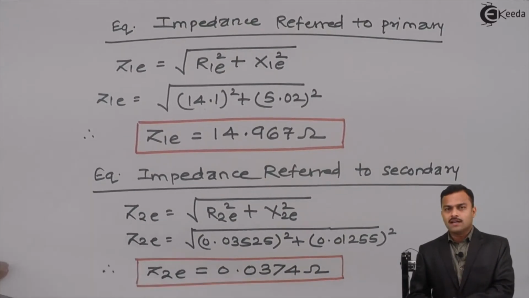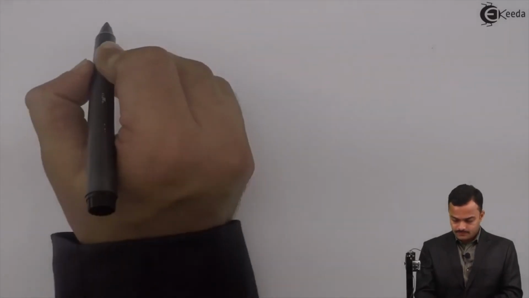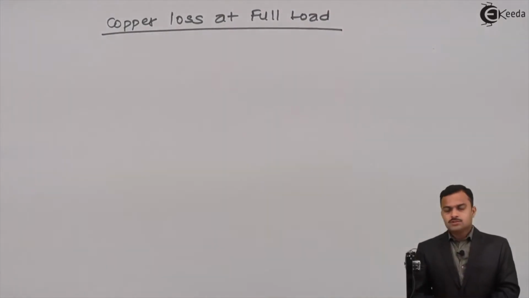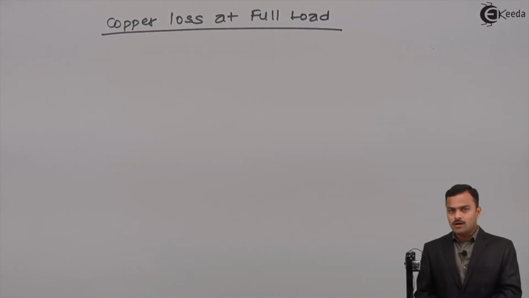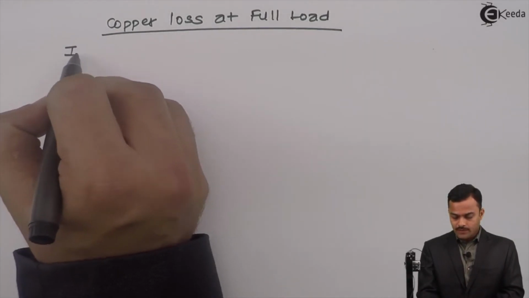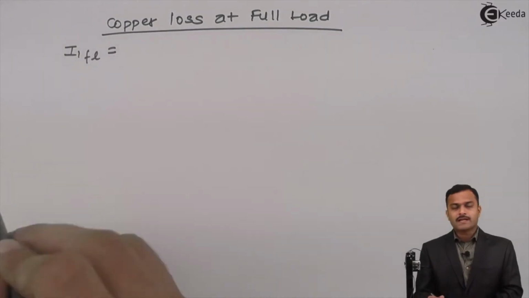Now let's go to the last part of the problem, that is copper loss at full load. Copper loss is nothing but a loss because of I square R type. So I should know the full load current at the primary as well as secondary side, because we are having resistances on primary as well as secondary side. So for that purpose, the first job is to get I1FL. How to get I1FL?